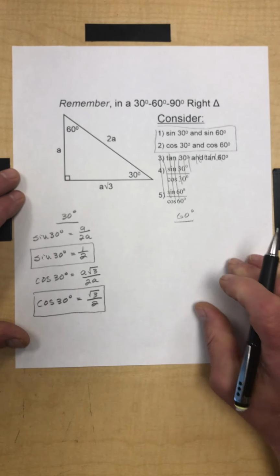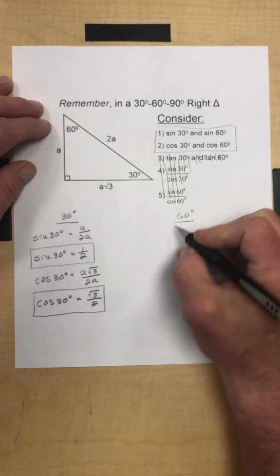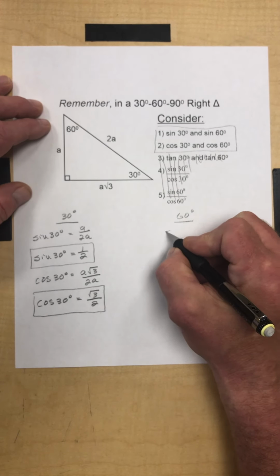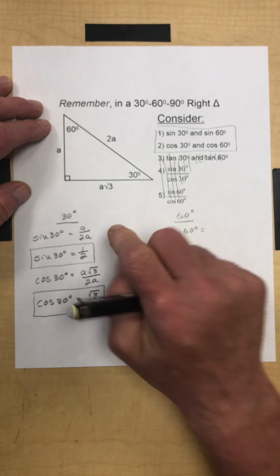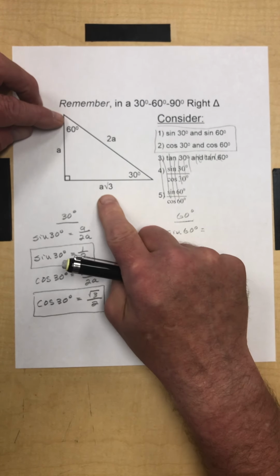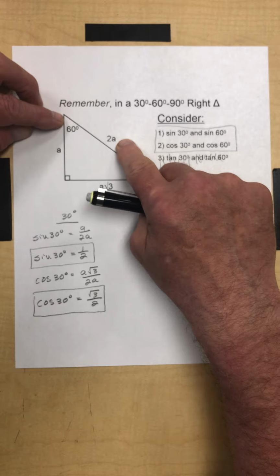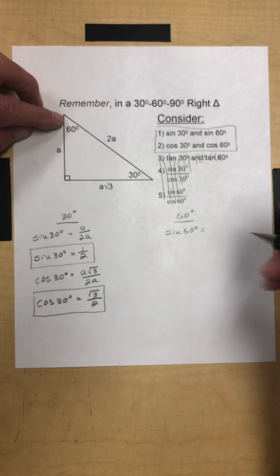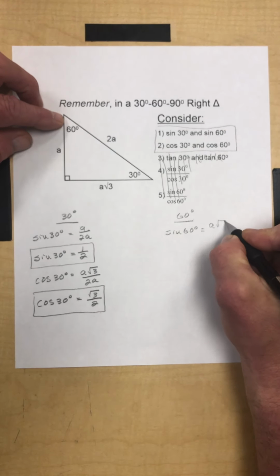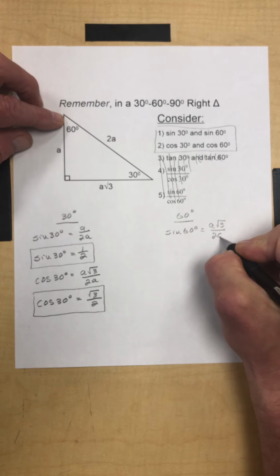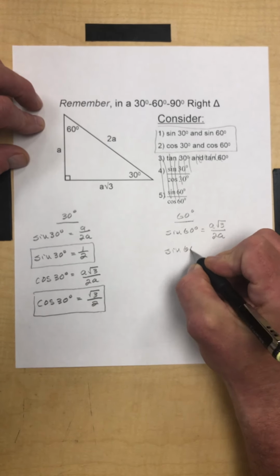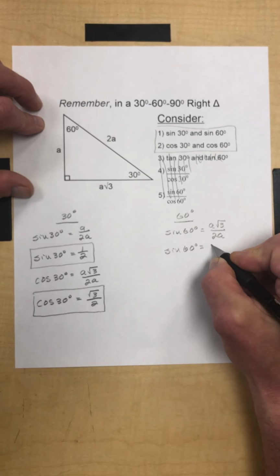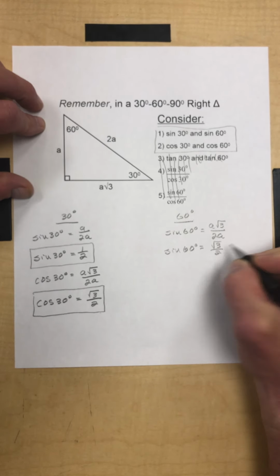Now I have to do the same thing for 60 degrees. I'm going to do sine first. The sine of 60 degrees equals, here's my 60, so I go opposite over hypotenuse. I get A radical 3 over 2A. Notice the A's cancel each other out, and so I get the sine of 60 degrees is equal to radical 3 over 2.